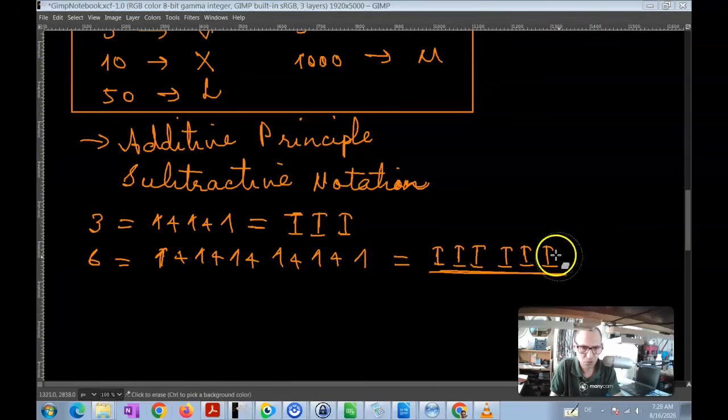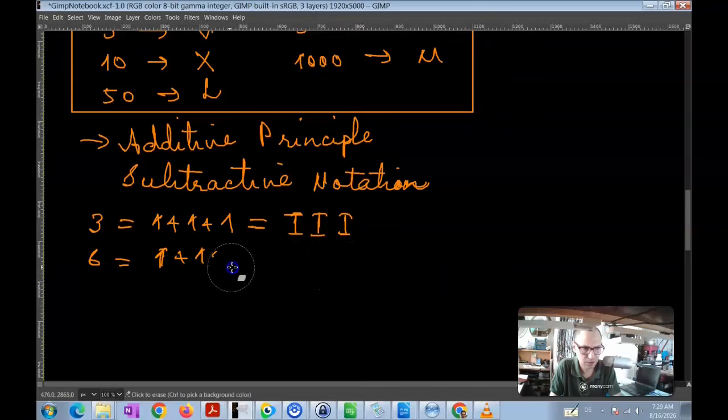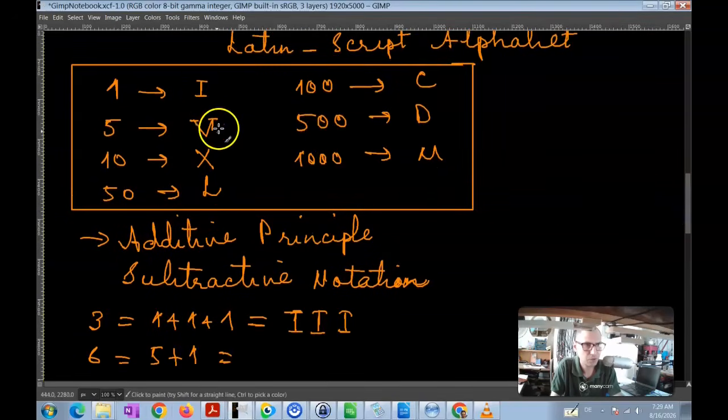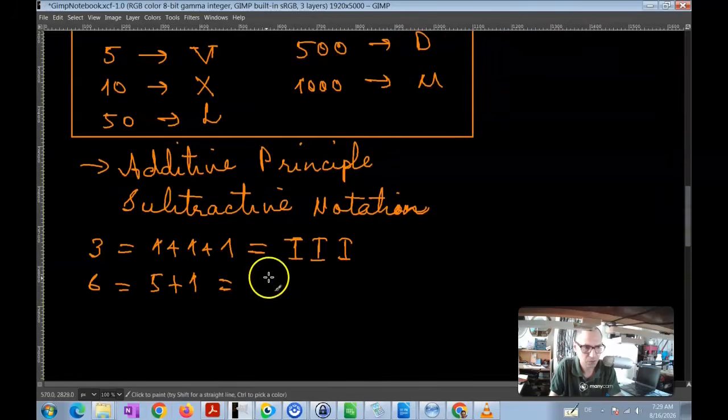So what they do in this system, and this is a rule that has to be followed, is that for a 6 you have to write it as a 5 plus a 1, which would be a V for the 5 and an I for the 1. So I write a V over here, and an I over here. That's a 6. A 5 plus a 1 is a 6.